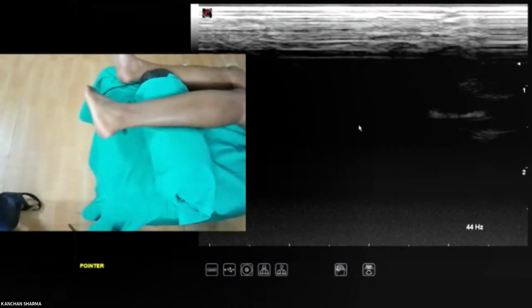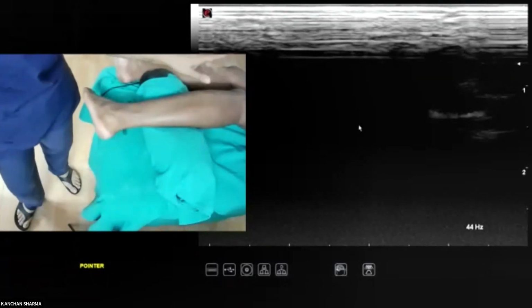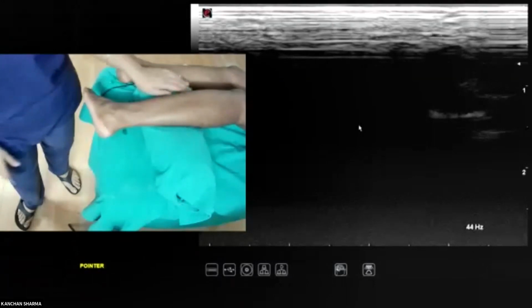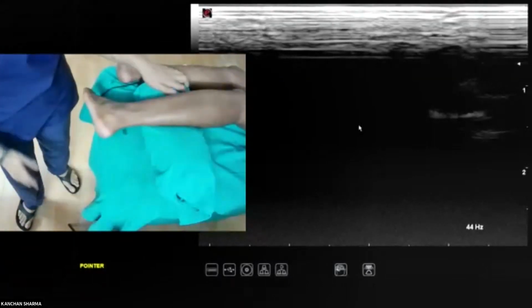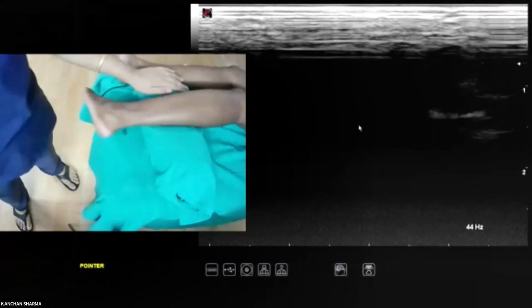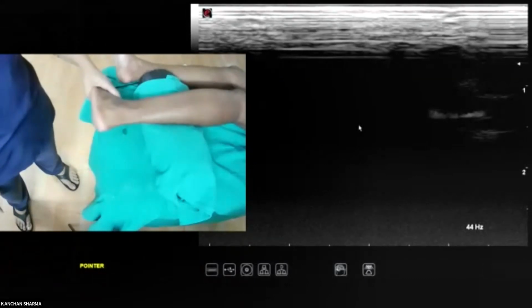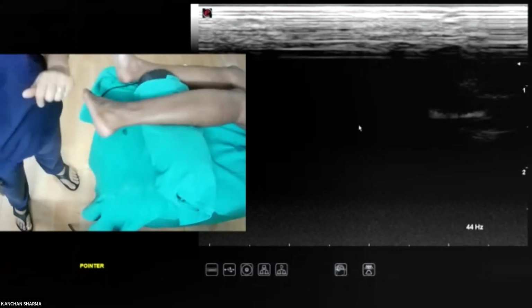So now I have changed the position. I have asked the patient to lie down in the lateral position, and I have kept this roller again, which we were using to see the quadriceps tendon, so that this foot is hanging, and if I want to go for a dynamic scan, I can do that.